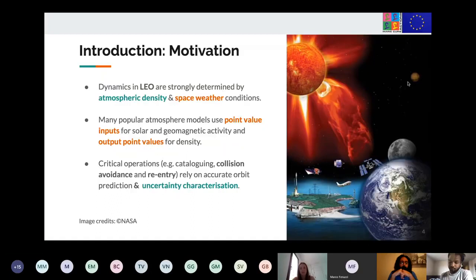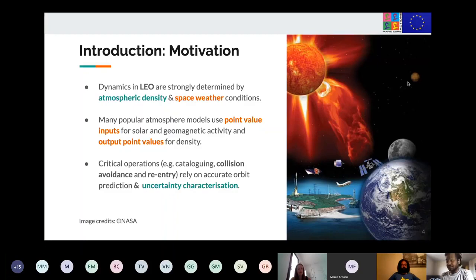So the introduction. The dynamics of objects in LEO are strongly determined by the local atmospheric density and space weather conditions. Now, given the complexity of the dynamics, many thermospheric models have been developed. These models are mostly empirical and suffer from limited accuracy during space weather events. The atmospheric density for an equilibrium state is determined generally by the energy input coming from the sun in the form of extreme ultraviolet radiation and particle streams in the solar wind.